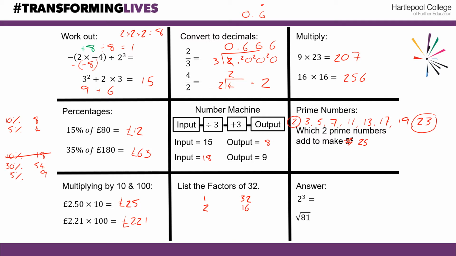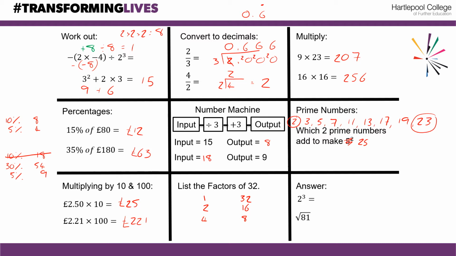3 isn't a factor because you think of your 3 times table, your nearest multiples are going to be 30 and 33, so not 32, so not a factor. 4 goes in exactly 8 times, so 8 must also be a factor. 5 doesn't go, 6 doesn't go, 7 doesn't go, and then you're back to 8, so that's all your factors covered.